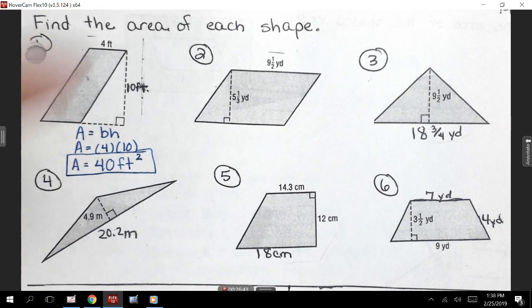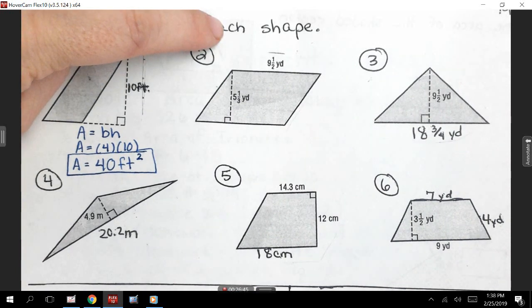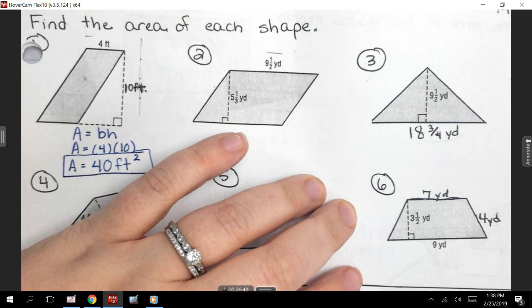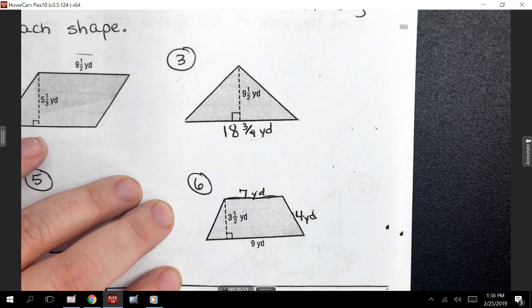All right, I'm going to skip over number 2. You're going to work it the same way. Please be careful with those fractions in your calculator. We're going to move down. I'm going to look at number 3. So number 3 is a triangle.